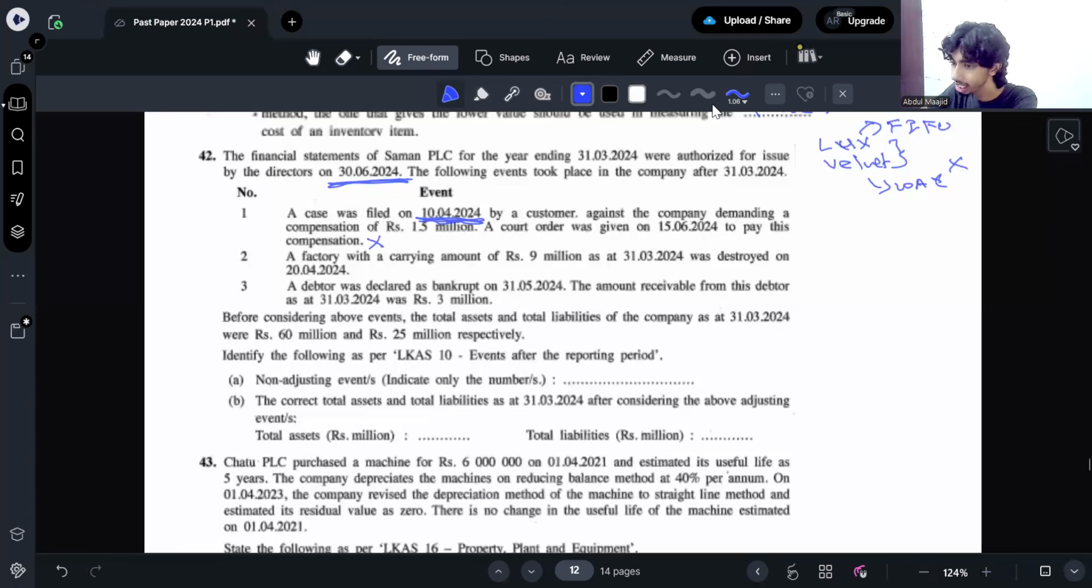2. A factory with a carrying amount of 9 million destroyed. That is non-adjusting. 3. A debtor was declared bankrupt on 31st May. So it is before the authorization date. Amount receivable from this debtor as at 31st March 2024 was 3 million. That means he was there during the reporting date as well. So only this is an adjusting event. So non-adjusting events are 1 and 2. Okay.